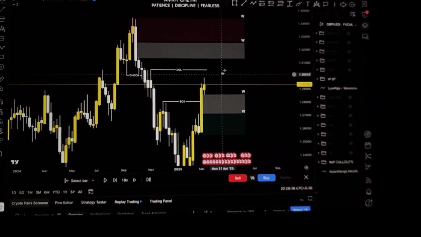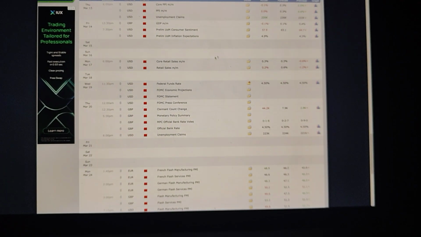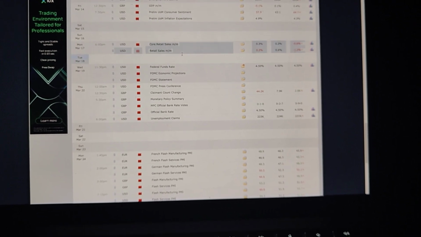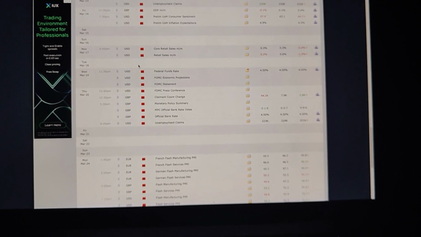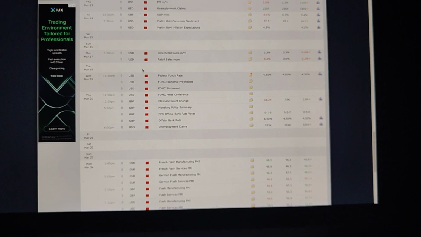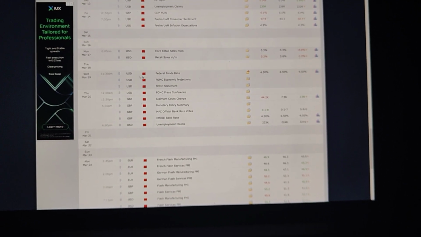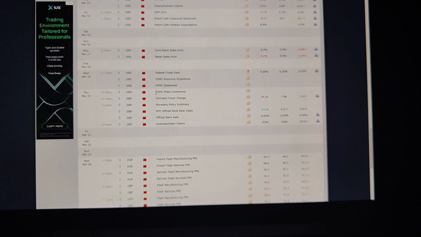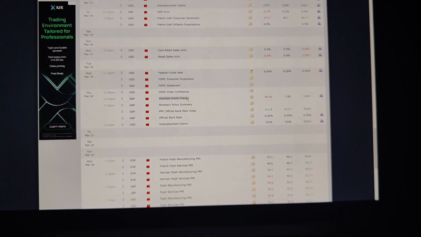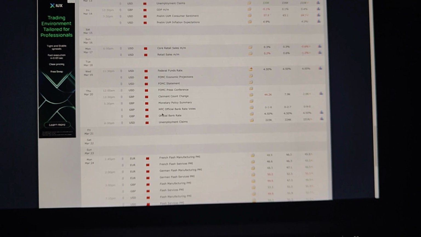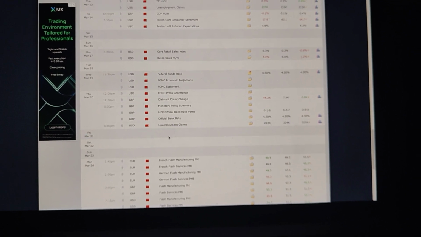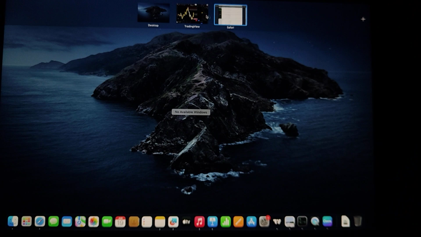Before starting the weekly breakdown, let me quickly show you the news. Monday there is core retail sales at 6 p.m., which is very unusual because usually Monday there is no news, and Tuesday there is no news. Wednesday there is the federal funds rate, which is also equal to no news. Thursday there is FOMC, climate count change GBP and also USD news, unemployment claims, and Friday there is no news. So it's a good week news-wise.